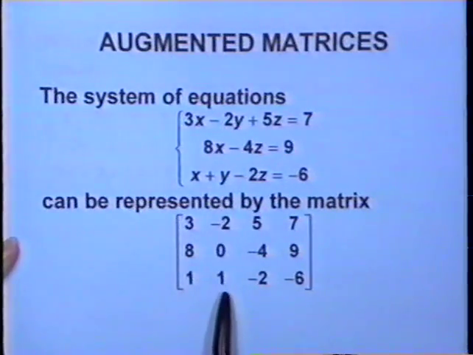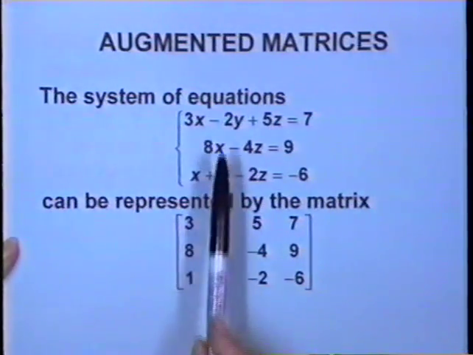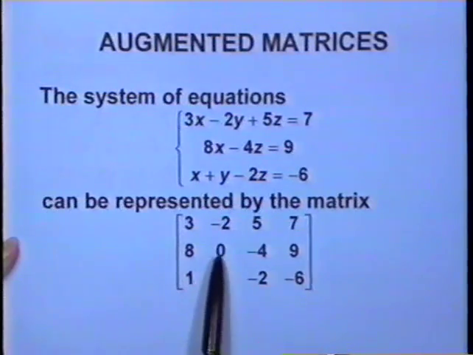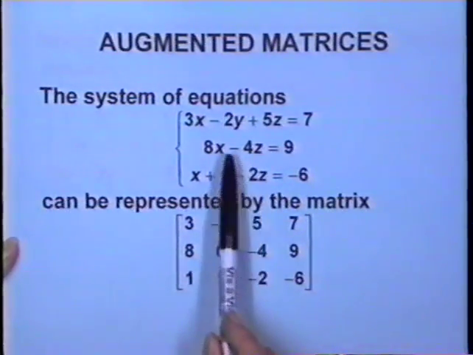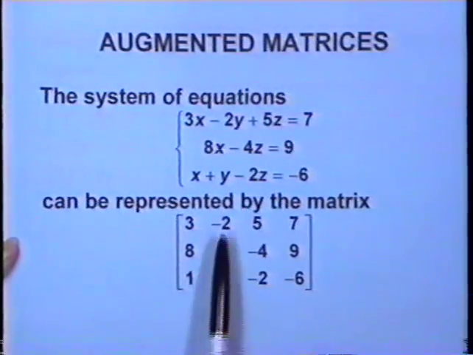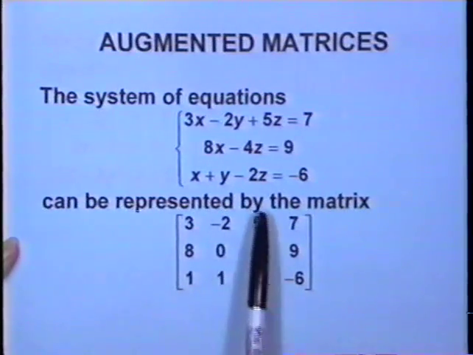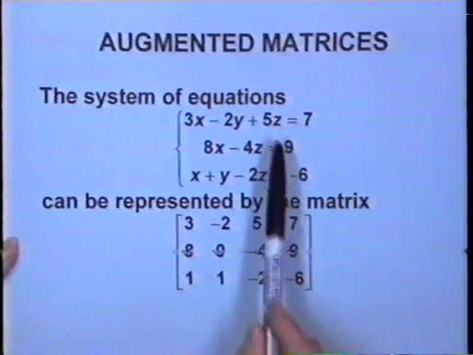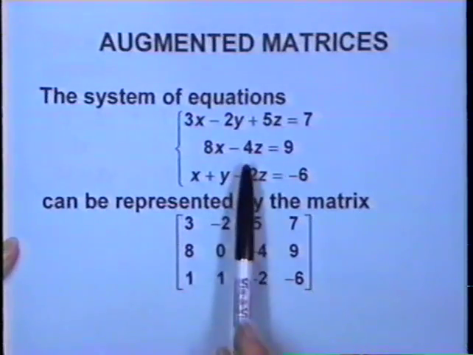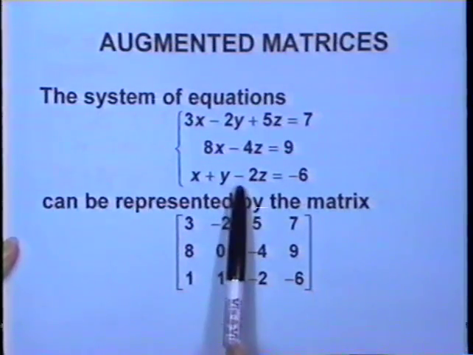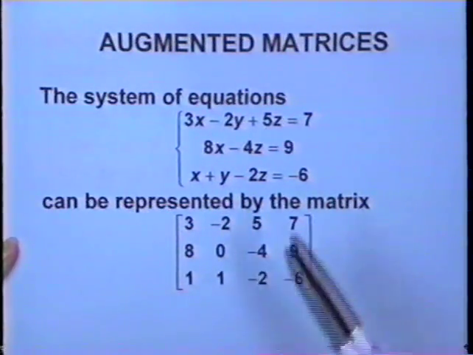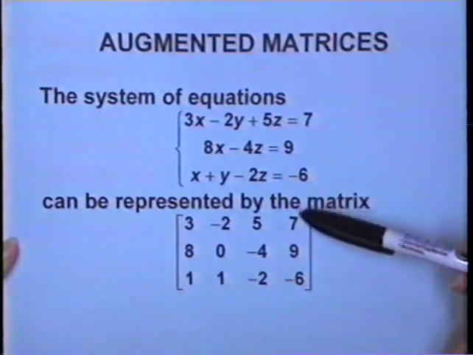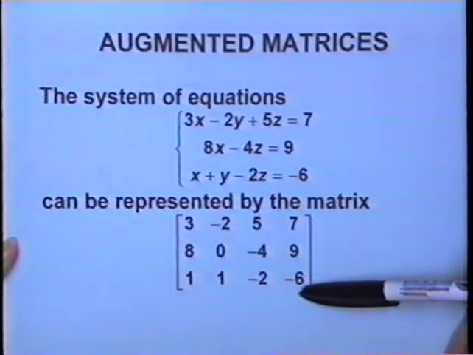The second column are the coefficients of y, 2. Notice I have a 0 here because there's not a y in this second equation, so I have a 0 here, and then my 1. The third column are the z values, 5, -4, and -2. And then this last column of my matrix are these constants that my equation was equal to.